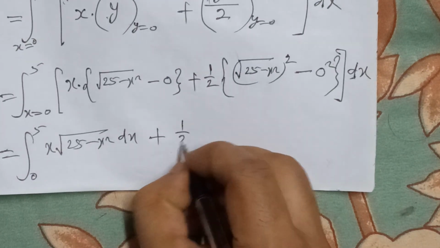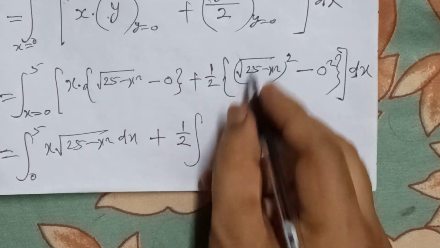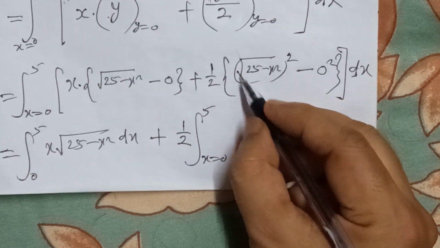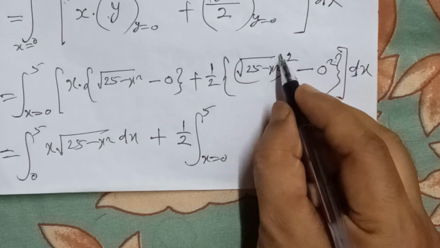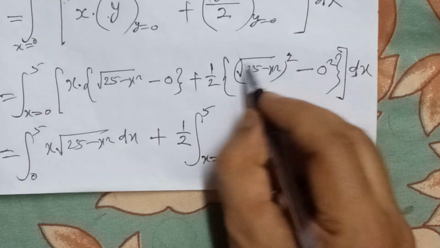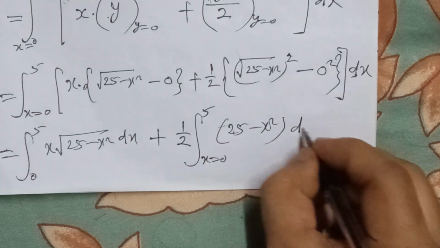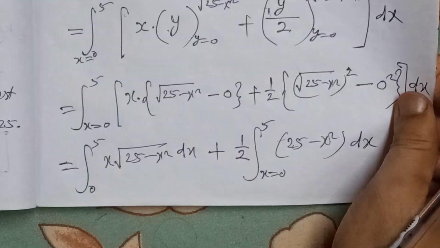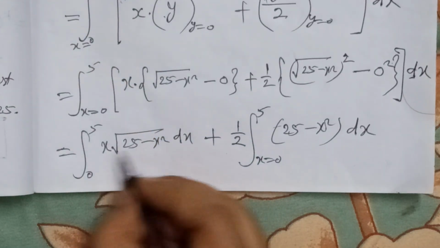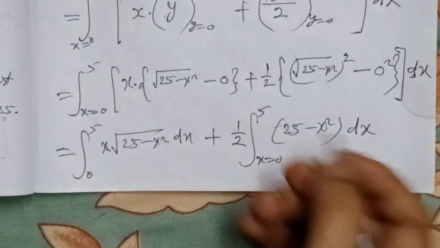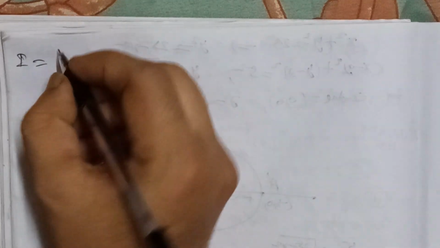1 by 2 is a constant, take out 1 by 2 outside the integration sign. X equal to 0 to 5, and we know that on squaring, the square root cancels, and we get only 25 minus x square, and we have to integrate with respect to x first. Now we can write this value as I, and this is the value of I and the required integral.